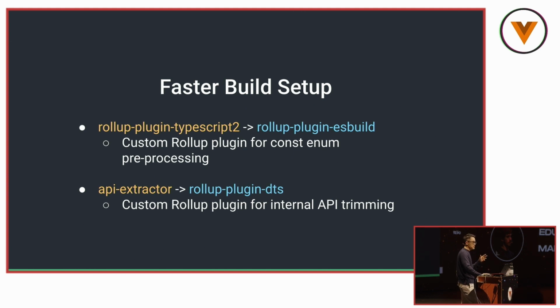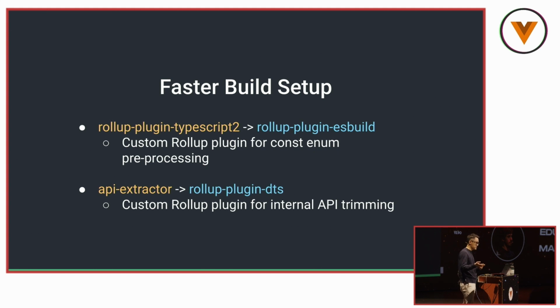And when esbuild is transpiling files in isolation, it cannot handle const enums. So that was the blocker which prevented us from doing this in the past. So this time, I actually sat down and wrote a custom Rollup plugin. Essentially, this plugin does const enum pre-processing by itself. It just converts all the const enum usage to what TypeScript would normally spit out, and then lets esbuild pick up the rest.